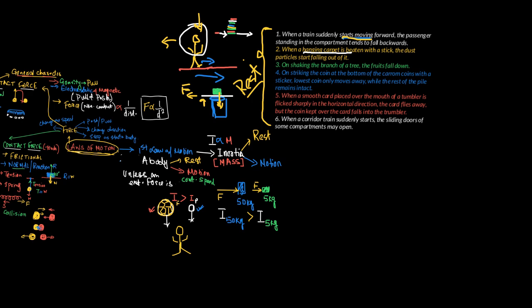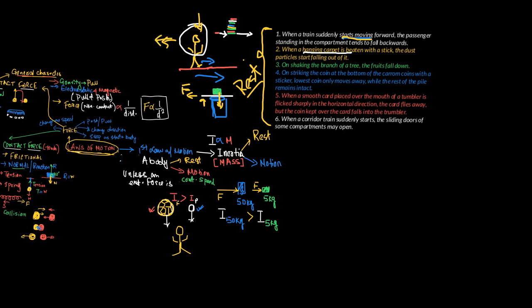And lastly, the sixth point, a corridor train. If you move in a first class, you see there are some sliding doors in the first class compartments. So when the train starts moving, if the doors are not locked, they will start sliding to the other side, because the train moved and the doors want to be in the same position. The example is very similar to the first point. As the train starts moving, this guy starts falling this time.